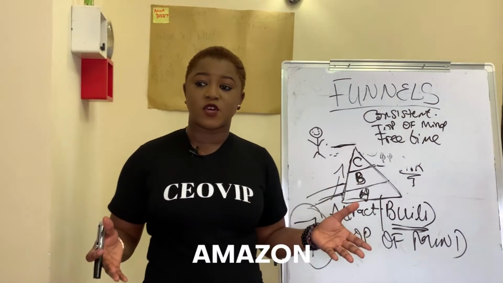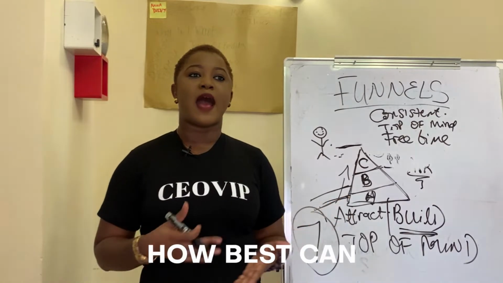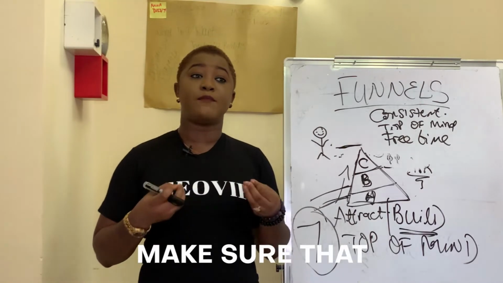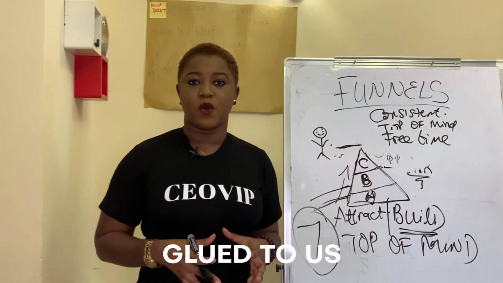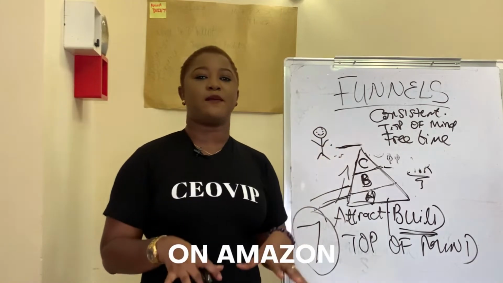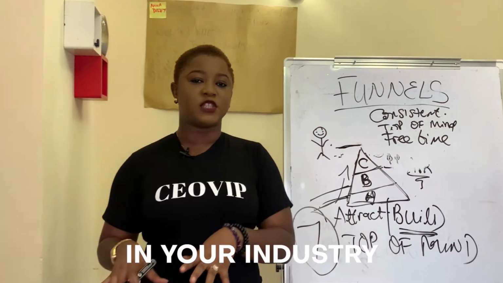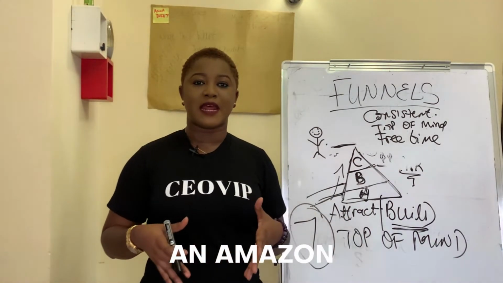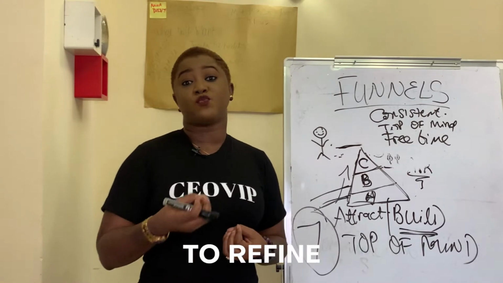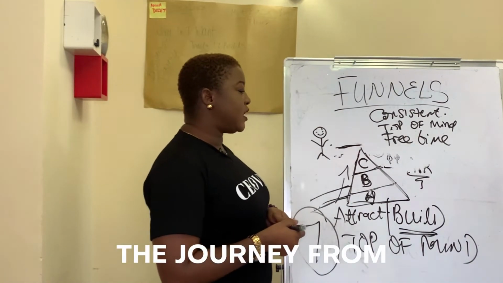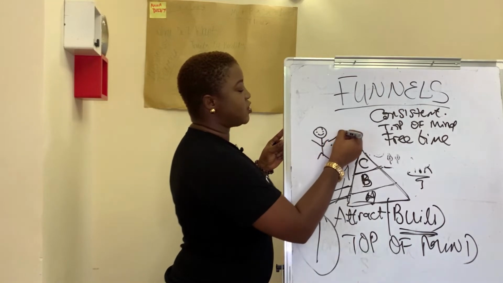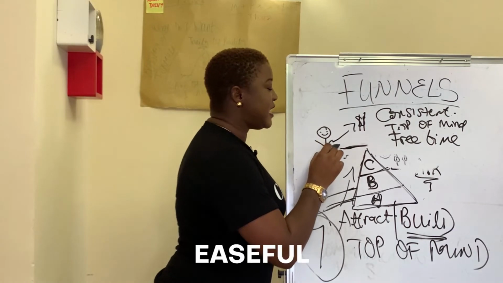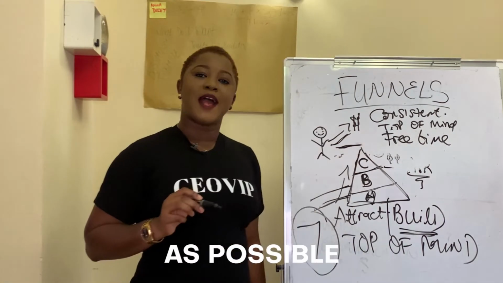For example, Amazon, they are customer centric. It's all about how best can we offer value? How best can we give our customers what they want? How best can we make sure that our customers are glued to us? They don't go anywhere else. They just stay on Amazon. So you want to be an Amazon in your business, in your industry, in your field, about your product, about your service. You want to be an Amazon where you keep thinking of the best way to refine your process, so that the journey from being strangers to being paying customers is as easeful and smooth as possible.